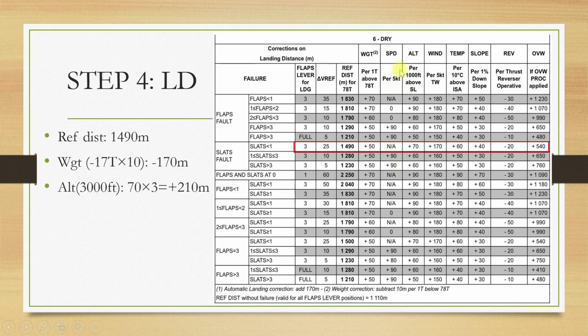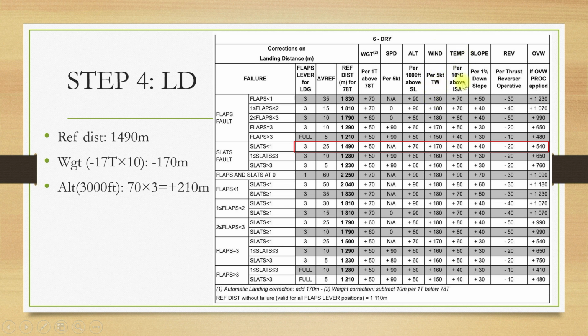Then speed correction is not applicable for us. Then comes the altitude correction. Per 1000 feet above sea level, add 70 meters. Now the pressure altitude at our landing airfield is 3000 feet. So we'll add 70 into 3, which comes out to be 210 meters. The next correction is the wind correction. Now this is not applicable to us because we are getting headwinds.